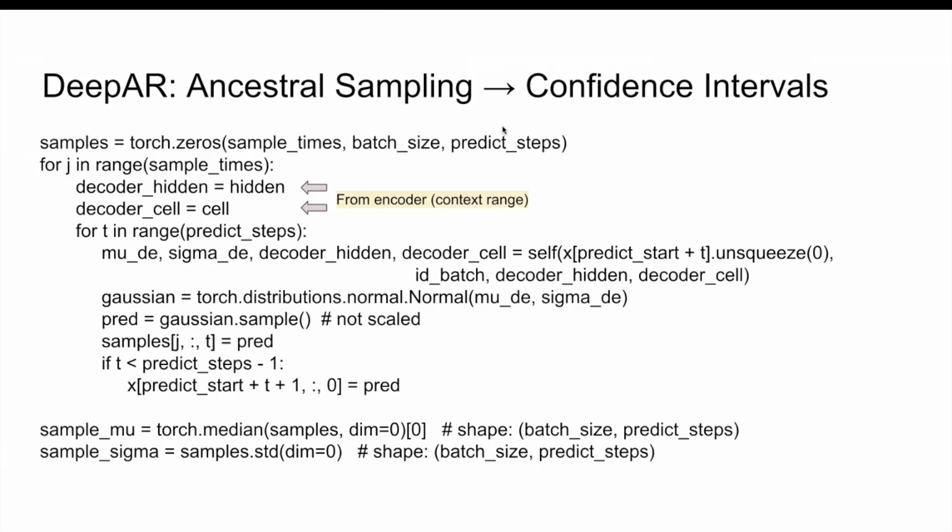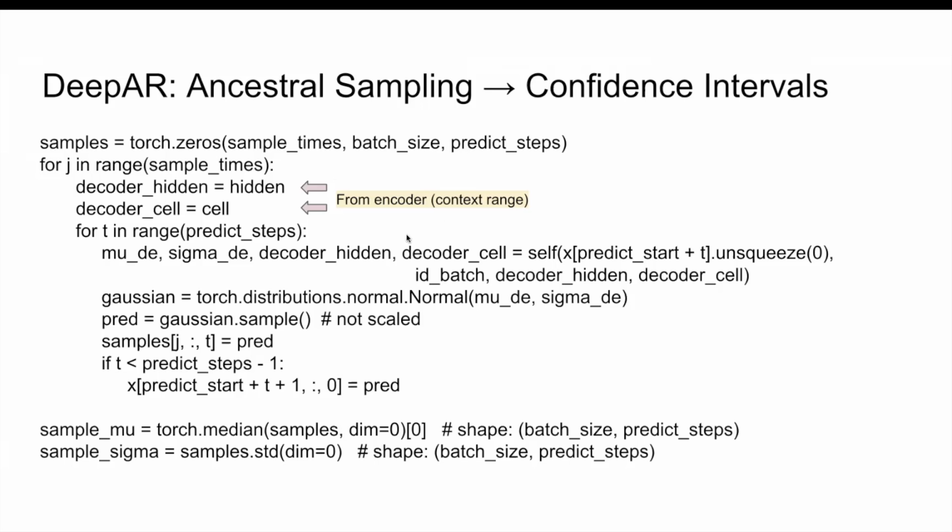Okay, and the next concept that we'll talk about is how to generate those confidence intervals using a technique called ancestral sampling. Right here, the code is only coming from the decoder part. We assume that we already went through the encoder, which gave us this hidden and cell, which correspond to the two memory vectors from our LSTM.